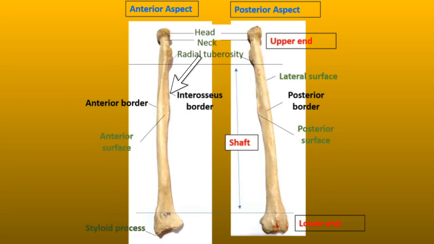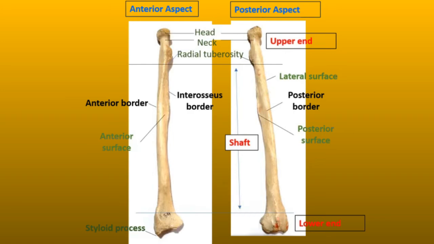This border is the sharpest of all three borders, and it extends from the radial tuberosity above to the posterior margin of the ulnar notch below. The interosseous or medial border is attached to the interosseous membrane in its lower three-fourths. This interosseous membrane connects the radius with the ulna. In its lower part, it forms the posterior margin of an elongated triangular area.